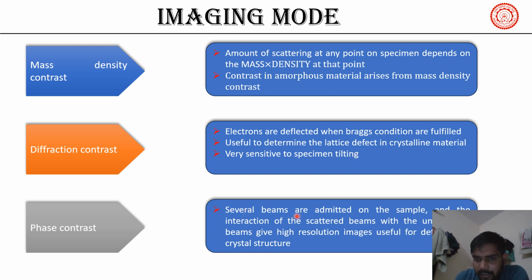Now coming to the third portion, which is phase contrast. In this, several beams are admitted on the sample, and the interaction of the scattered beams with the unscattered beams gives a high resolution image useful to determine the crystal structure. Basically, phase contrast is used in high resolution electron microscopy.